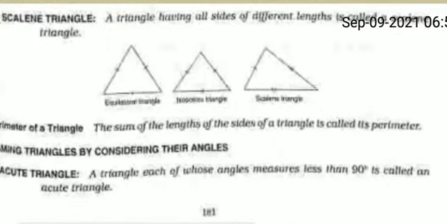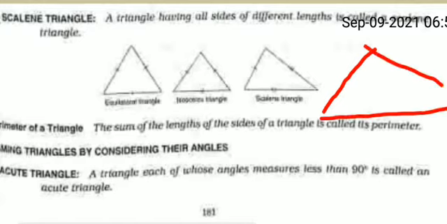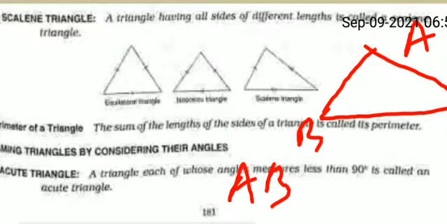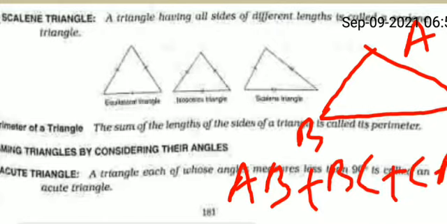Now, what is the perimeter of a triangle? The perimeter of a triangle is the sum of the lengths of all the sides of a triangle. Sum of all the sides, that means suppose this is a triangle ABC. So here AB plus BC plus CA, this total of the line segments is called the perimeter.